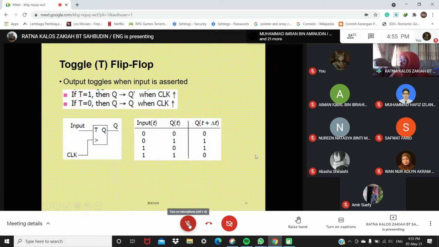Okay, now this is the last one before we dismiss. So this is toggle or T flip-flop. Output toggles when input is asserted. So if T is 1, Q goes to Q bar when clock is high. And if T is equal to 0, then Q goes to Q when clock is high. This is the symbol for T flip-flop. There's a clock. Remember, you always have this arrow symbol here, to show this is a clock input, and then Q.